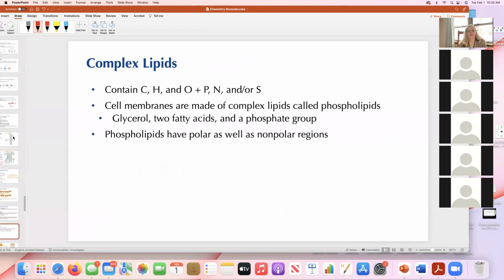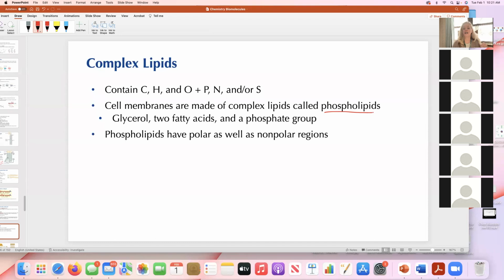All right, so when we get into complex lipids, fatty acids were simple. They're the long chains, and we've just joined them on to glycerol to make this more steady and more complicated triglyceride molecule. But it's not the only complicated fatty molecule that we have. We have other complex lipids, and these too will contain carbon, hydrogen, oxygen, phosphorus, nitrogen, and sulfur.